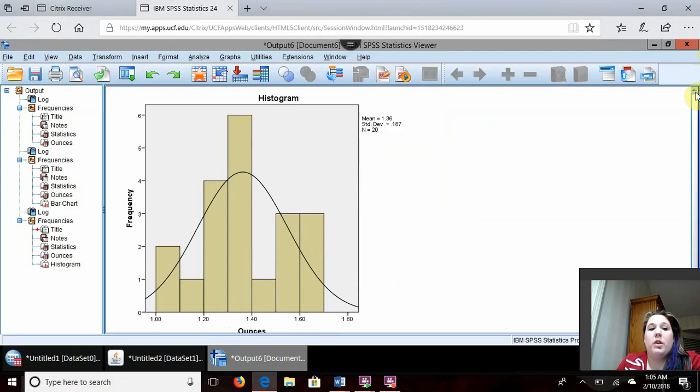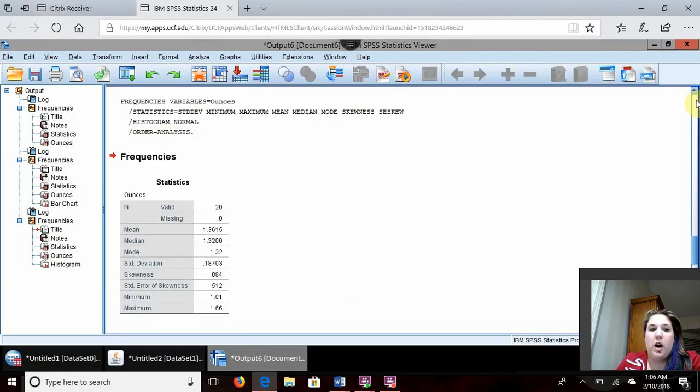In this histogram, it looks almost similar to a normal distribution. But if you go up to your information and you look at skewness, you see that it is positive. This allows you to gather more information to decide which measure of central tendency is best fit for interpreting the data.